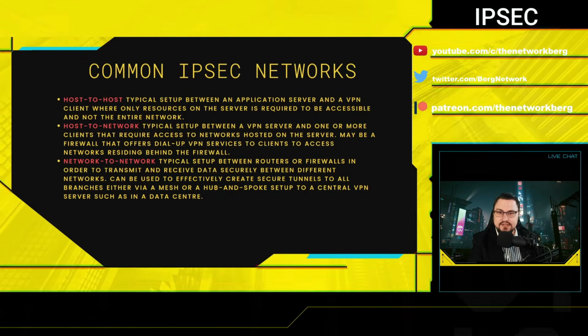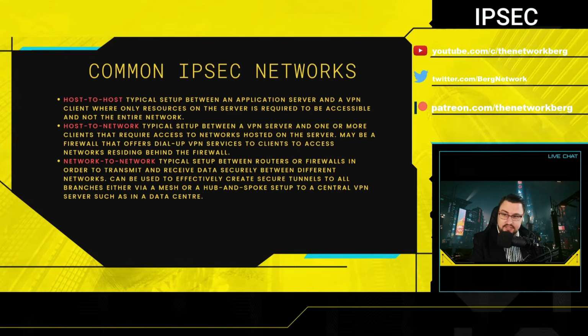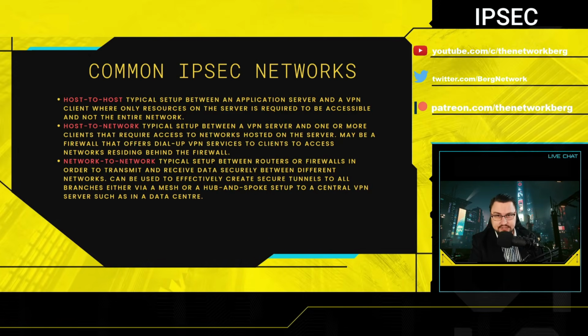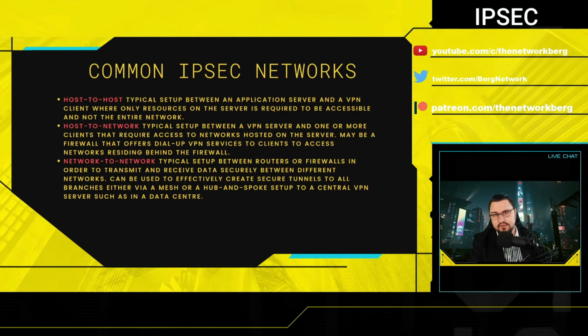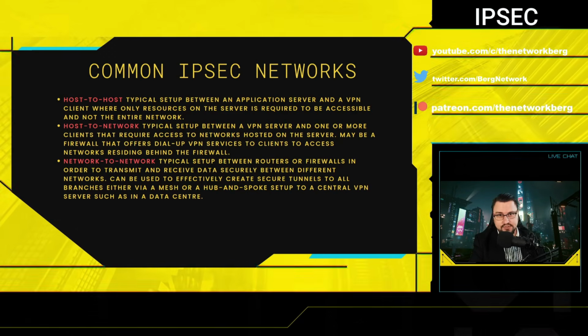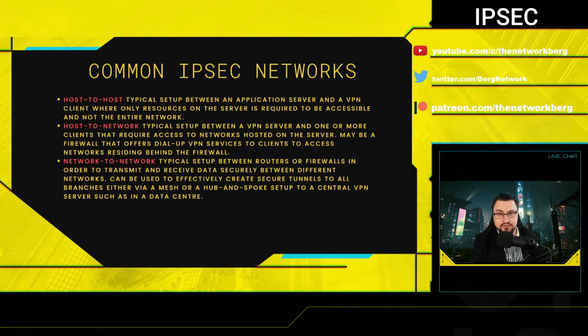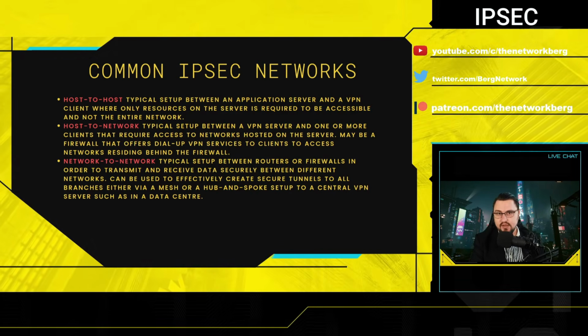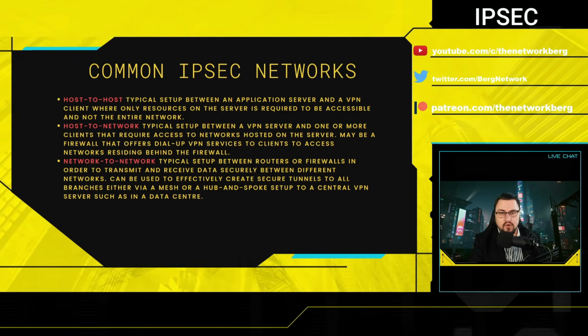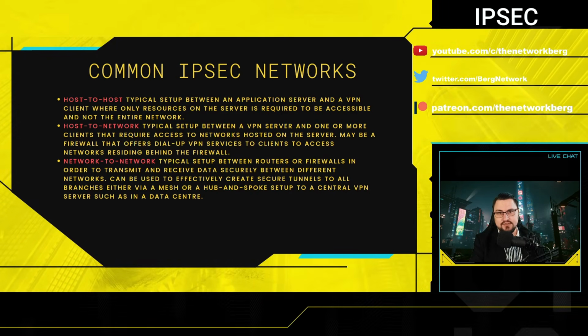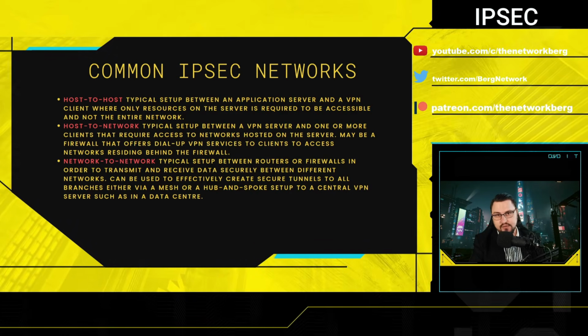And here I just want to mention some common IPSEC networks that you can see or deal with. We've got a host-to-host connection. This is quite typical, where you might have an application server, maybe like a camera system or something, and people just need to be able to connect to this camera system. You could set up a connection from one host to that camera system so that they can VPN in and have access to that system. So this is host to host. The two hosts can communicate with each other.